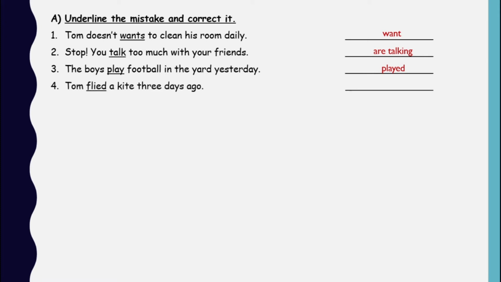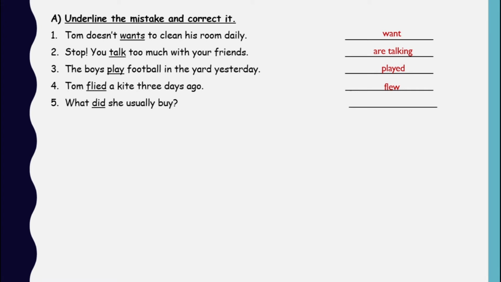Number 4. Tom flied a kite 3 days ago. Again, the keyword you have here is ago. It belongs to the past simple tense. Let's look at the verb. Flied. Flied is which verb? It's the verb fly. And we said that fly is one of the irregular verbs. So we cannot add the simple endings of the past simple, d or ed or ied. So the verb fly in the past simple is flew. So we cannot add ied because it's not a regular verb, it's an irregular verb.